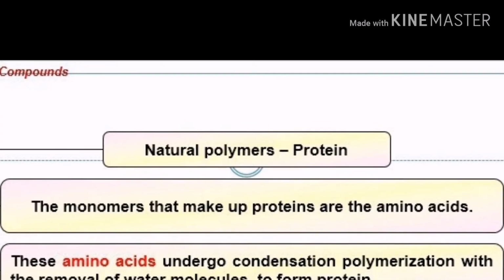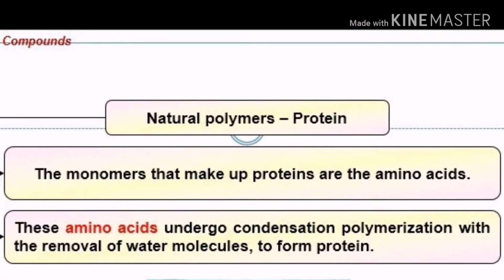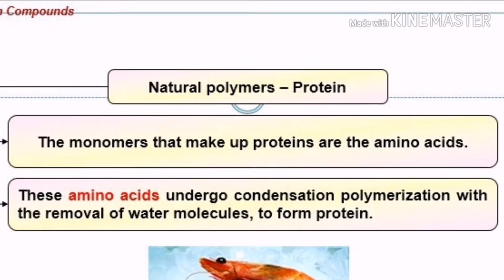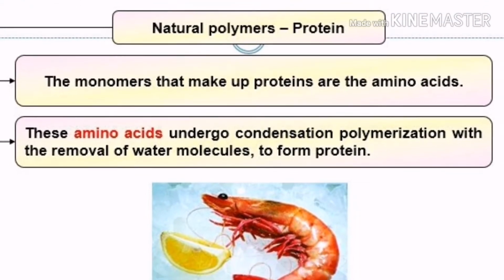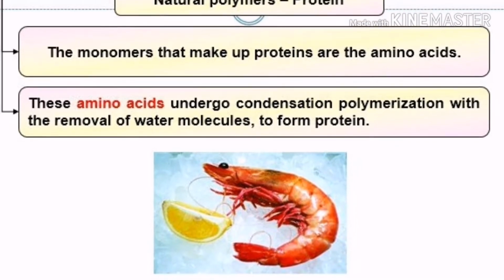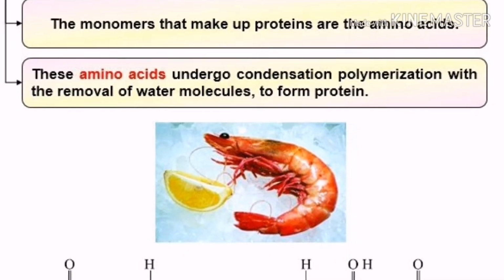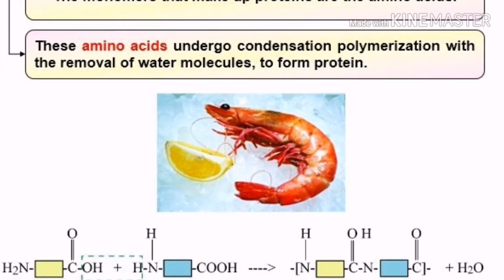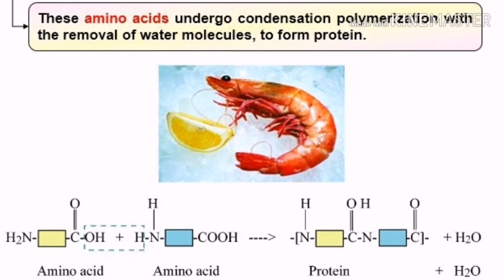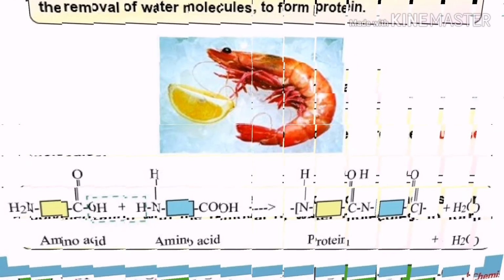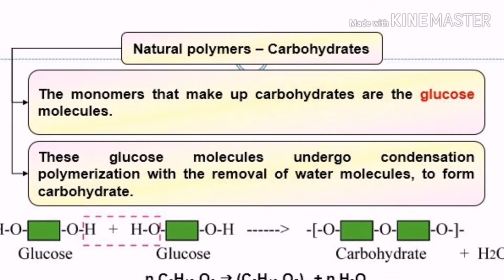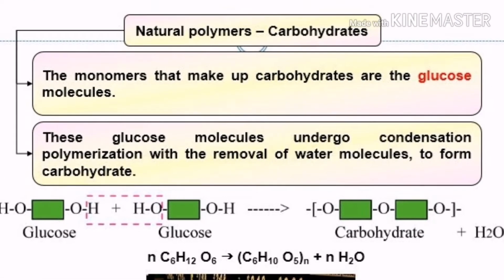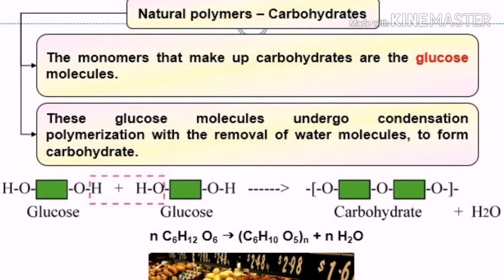Before we go through the topic, let's take a look at some examples of natural polymers. Protein is a natural polymer. The monomers are amino acids. Another example of a natural polymer is carbohydrate, and the monomers are glucose molecules.